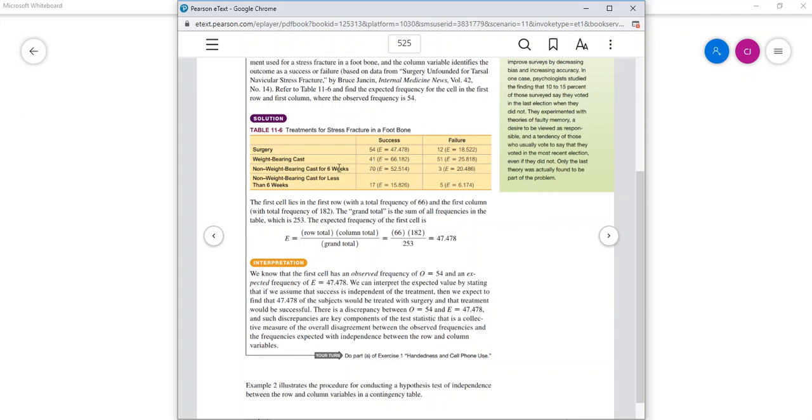70 successes, cast for 6 weeks, only 3 failures. Not so bad, that's pretty good. Non-weight-bearing cast, less than 6 weeks, 17 and 5. Okay, so there's our data.